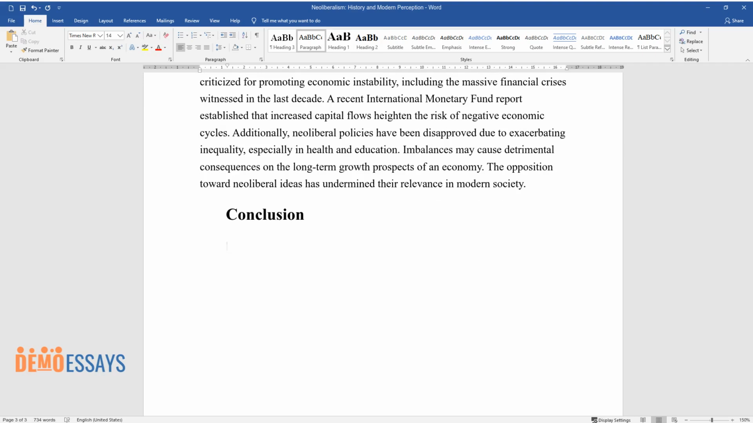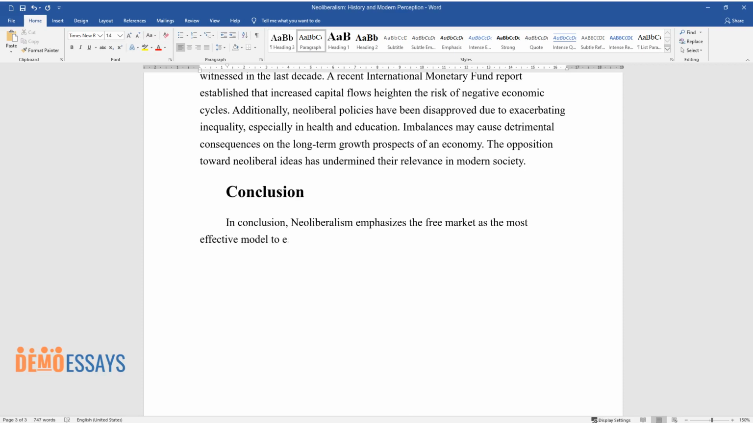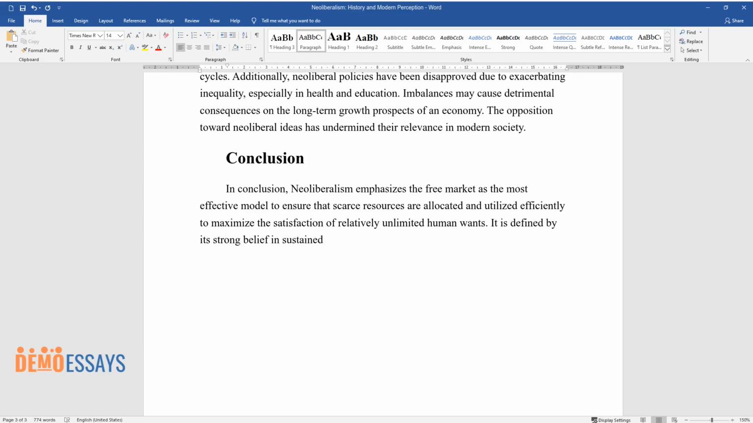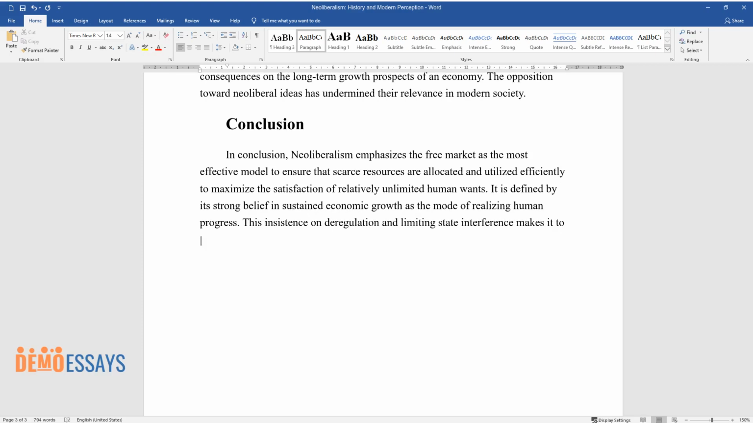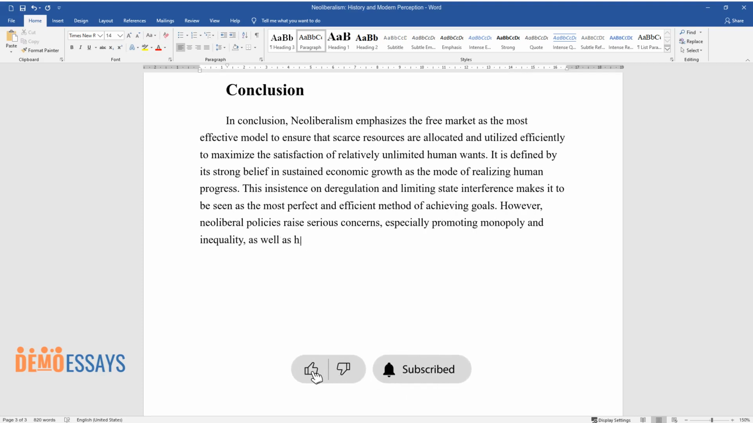Conclusion. In conclusion, neoliberalism emphasizes the free market as the most effective model to ensure that scarce resources are allocated and utilized efficiently to maximize the satisfaction of relatively unlimited human wants. It is defined by its strong belief in sustained economic growth as the mode of realizing human progress. This insistence on deregulation and limiting state interference makes it to be seen as the most perfect and efficient method of achieving goals. However, neoliberal policies raise serious concerns, especially promoting monopoly and inequality, as well as heightening financial instability due to capital deregulation.